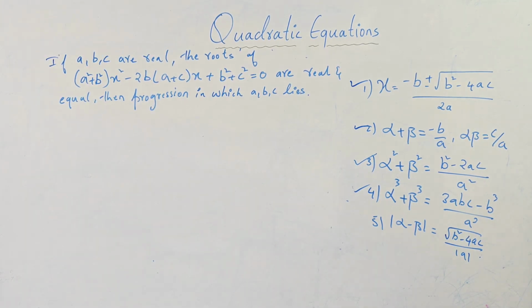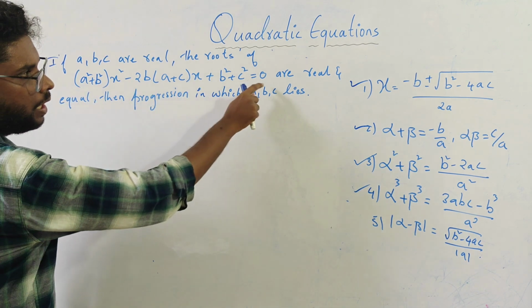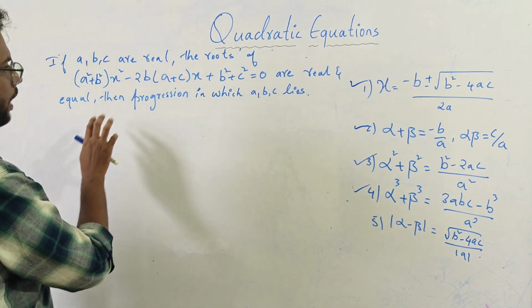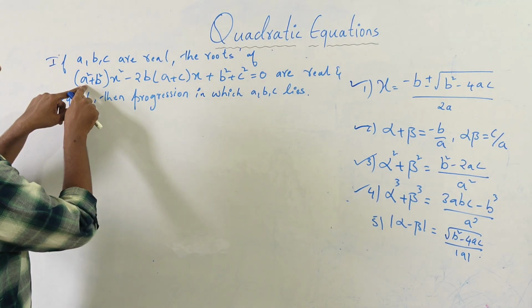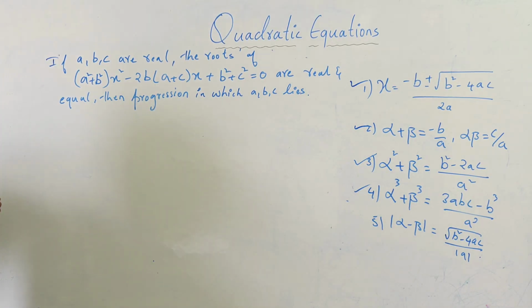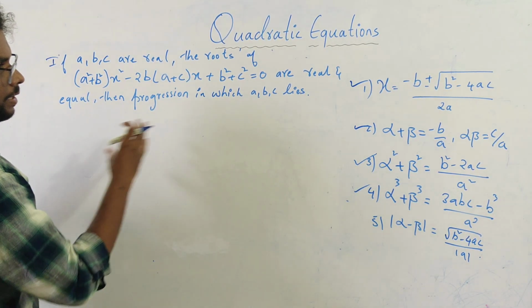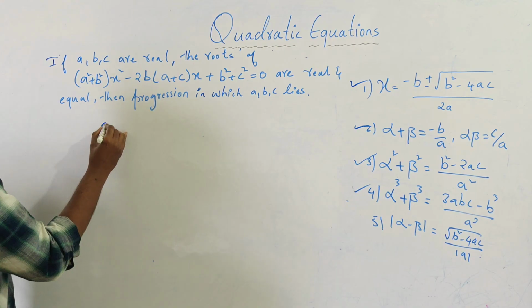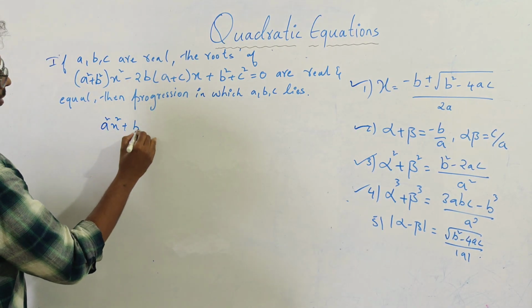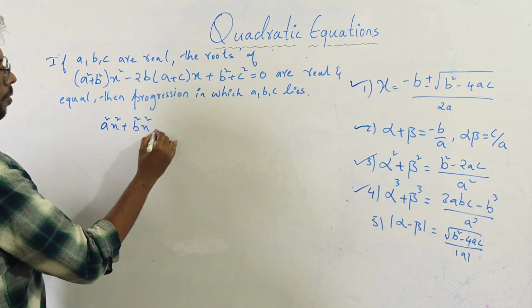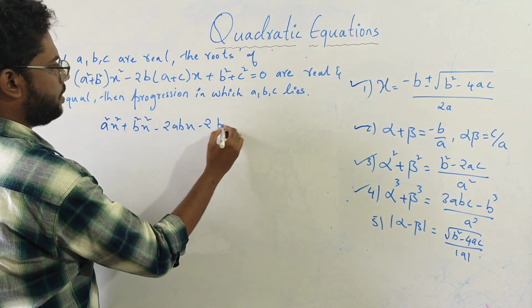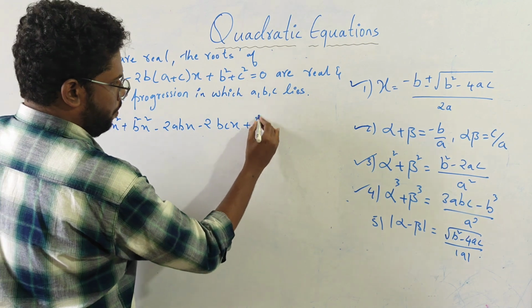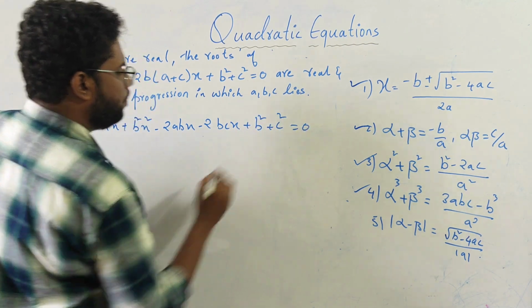Now let us see this problem. If a, b, c are real, the roots of this quadratic equation are real and equal, then in which progression do a, b, c lie? They are asking the progression in which this a, b, c lies. Okay. So now what I will do here, see, first we will multiply and make it in the standard form. Let us see what we'll get. a square x square plus b square x square, minus 2abx, next minus 2bcx, plus b square plus c square, which is equal to 0.